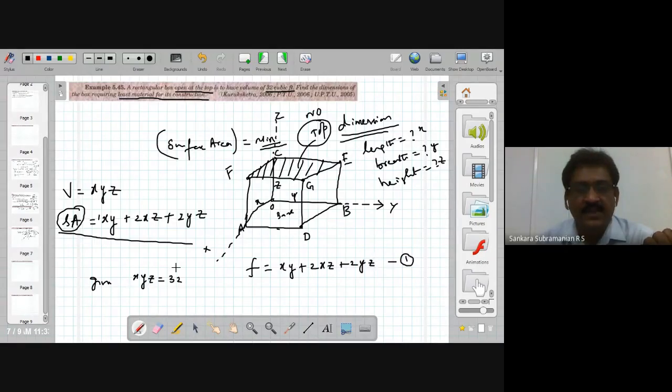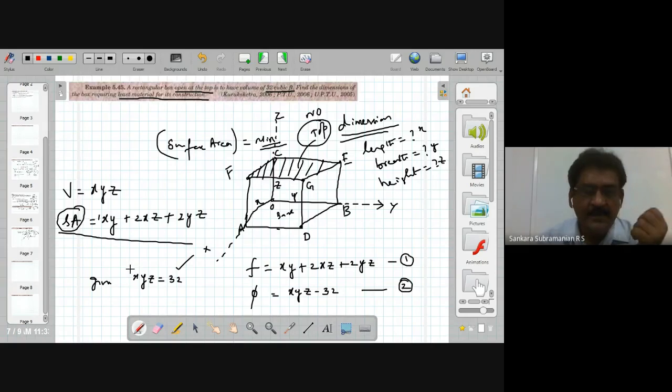Condition function வந்து இதுதான் condition function. That we call it as phi equal to xyz minus 32. This is your second equation, right? x, y, z is there, you put it in the box. Surface area is there, you put it in the box.